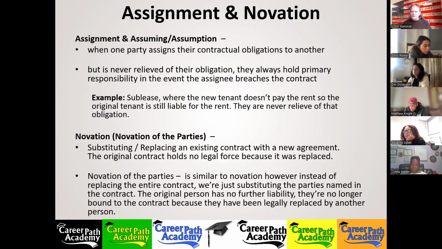So you got novation, which is substituting an existing contract with a new one, or novation of the parties where you're replacing the people named in the contract with someone else. And so the original contract or the original person in the contract has no more legal liability or force, and only the new contract takes over, or the new person named in it does. Any questions there? Everybody got that? Novation you'll always see on exams. Always. See, I told you, a lot of questions, a lot of terms from this chapter and the last in exams.